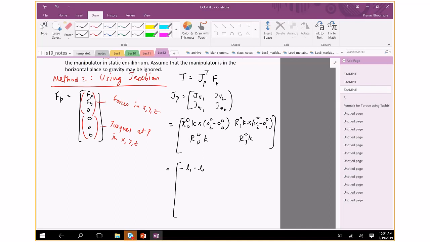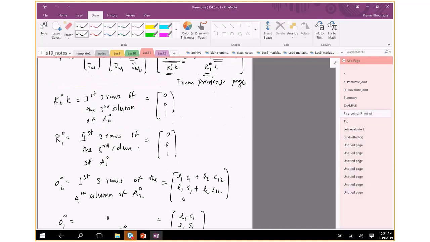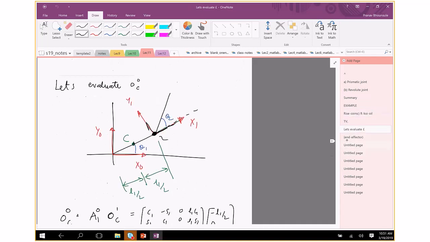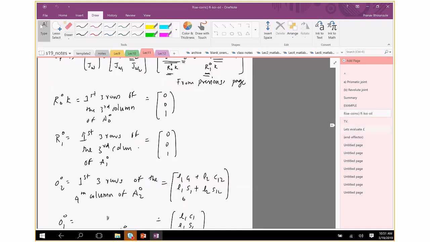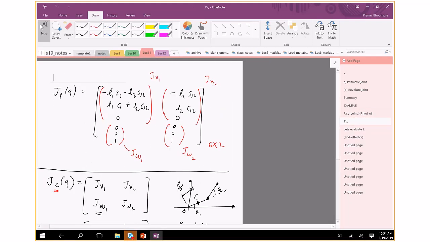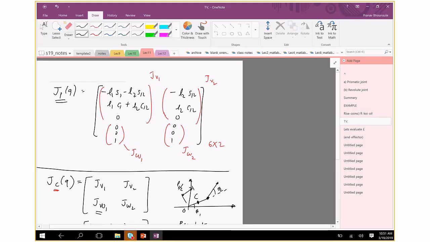Let's check this. If you go back to the previous lecture, it's right here. This is the formula which I derived for the Jacobian of point P. You can refer to my notes there about how to find this. But that's the formula I need to copy paste.